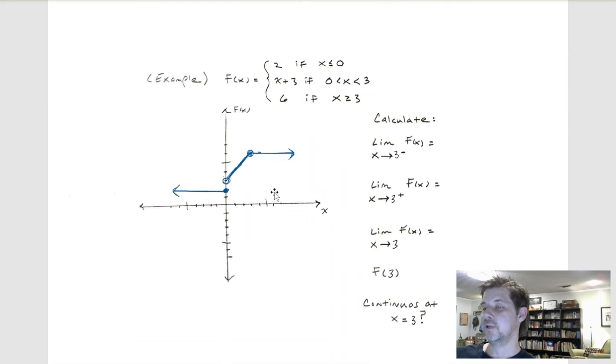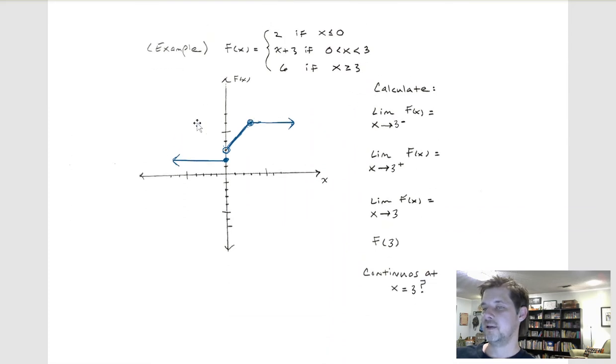And now I want to look at this other point, 3. Here I'm not going to draw the graph again. There's the same graph you just saw me use. So look at the graph. What's the limit as x goes to 3 from the left? Remember, that's not a negative number necessarily. It means from the left.